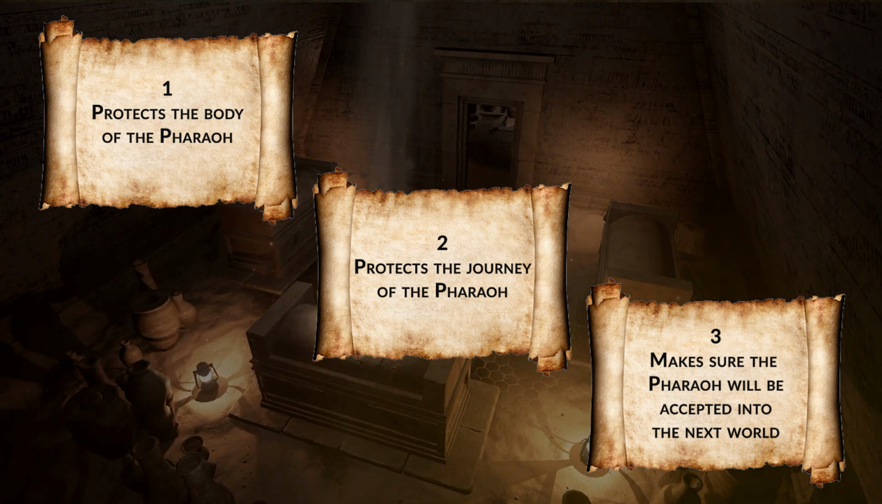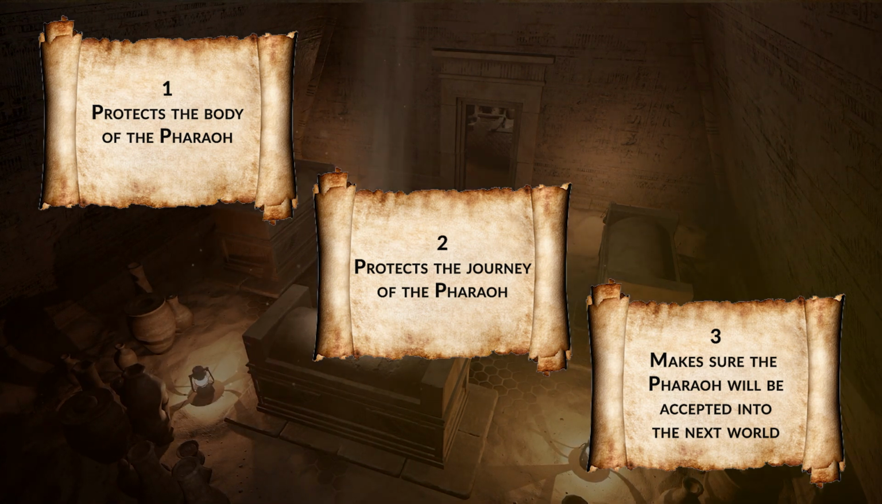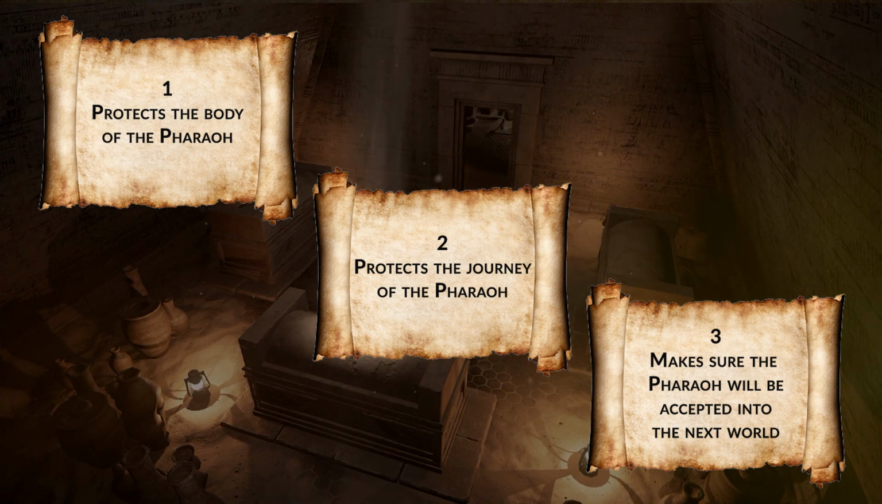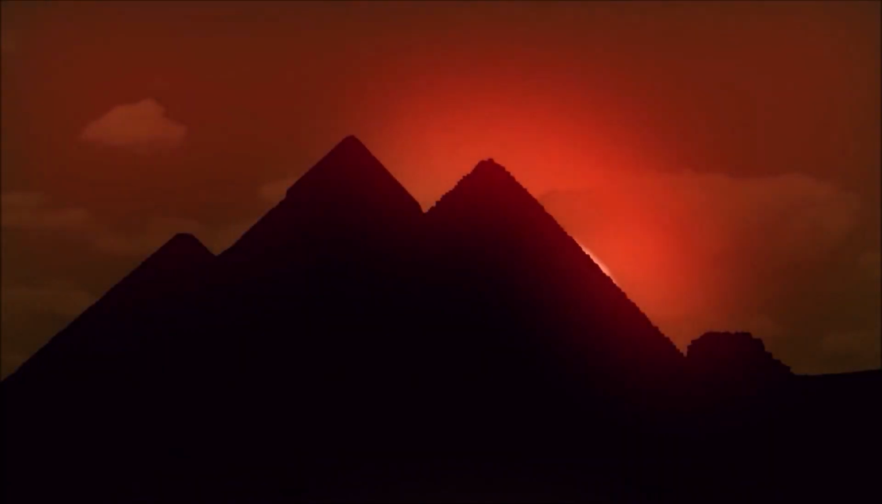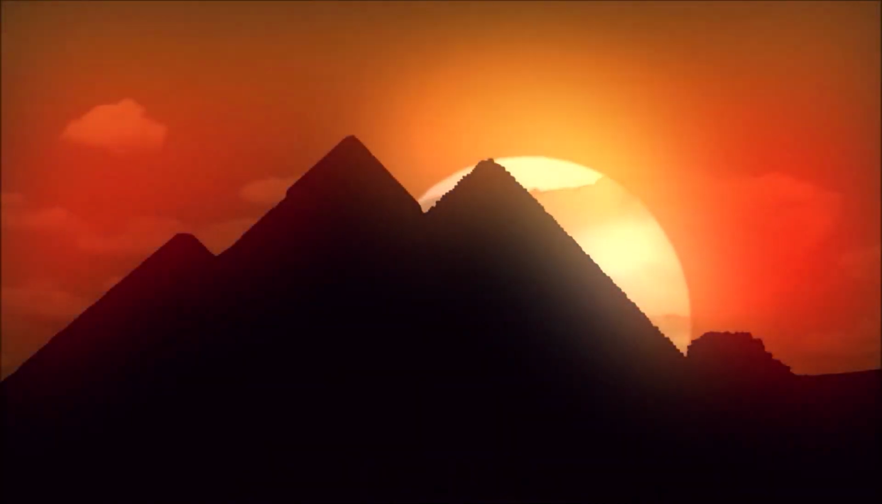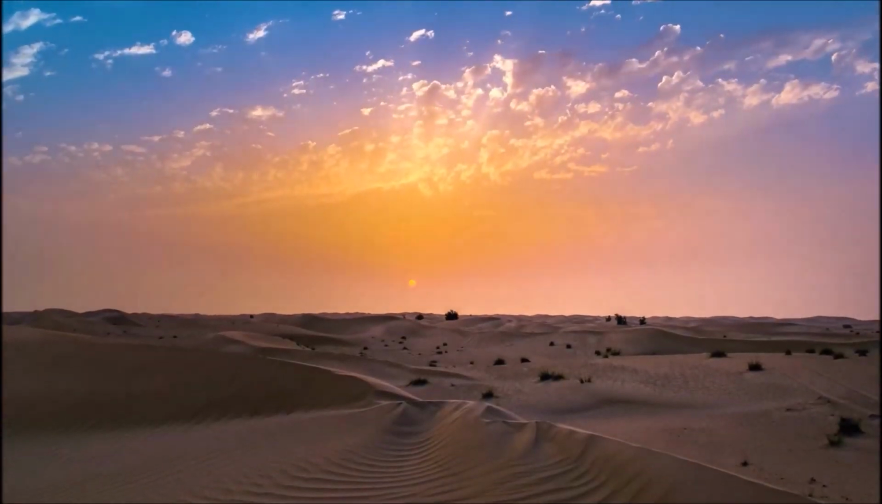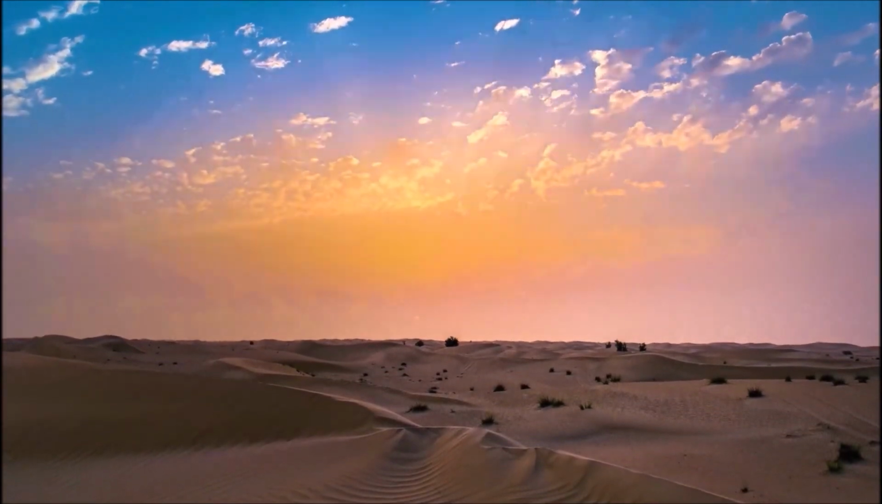The third and final set of spells was to make sure the pharaoh would be accepted into the next world. These spells combined the ideologies of Osiris and Ra, which were both seen as forces of rebirth. During the day, the sun, identified with Horus, traveled through the sky as the source of all life. At night, it merged with Osiris in the netherworld to be reborn at daybreak. The pyramid texts guided the king to his place alongside the sun.